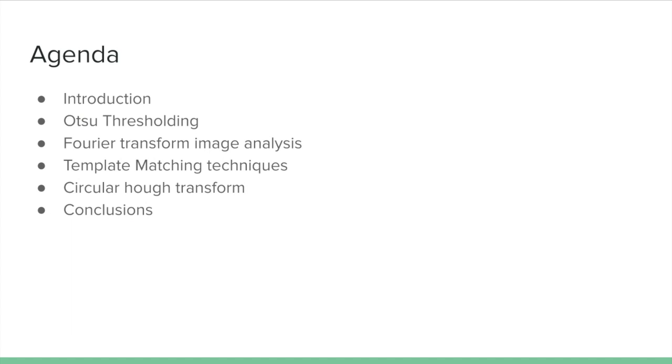So the agenda for today: introduction, auto thresholding is the first algorithm that I'm going to explore, followed by Fourier transform, template matching, and then circular Hough transform. The final one, the circular Hough transform, wasn't done as I couldn't really implement it as much as I wanted to, but that was also a stretch goal that I mentioned in the project. And I'm going to draw a few conclusions from each of these different techniques.